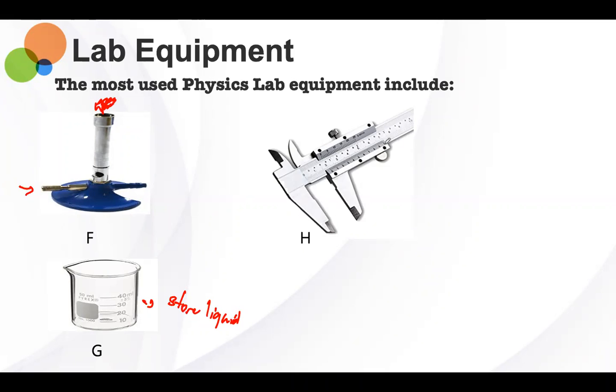And what is this one used for? Measuring. We also use it to measure, but it's used to measure small distances, right? So say we want to find the diameter of a marble. We can't use a meter rule. We would have to use a smaller object, and you'll see the name of this popping up in a few slides.